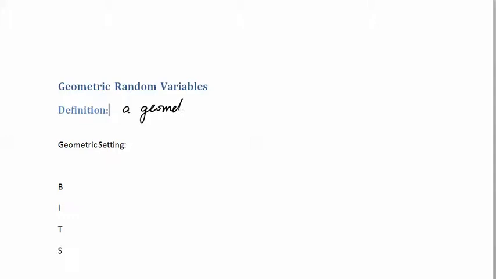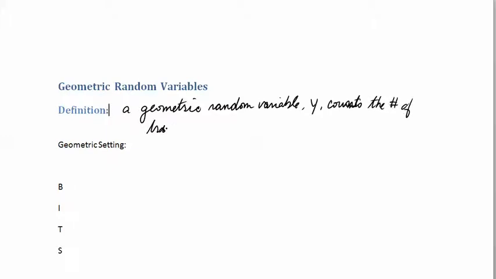A geometric random variable, which we'll call y, counts the number of trials to the first success.